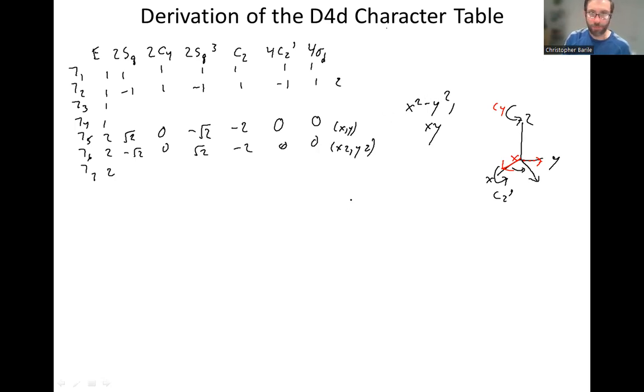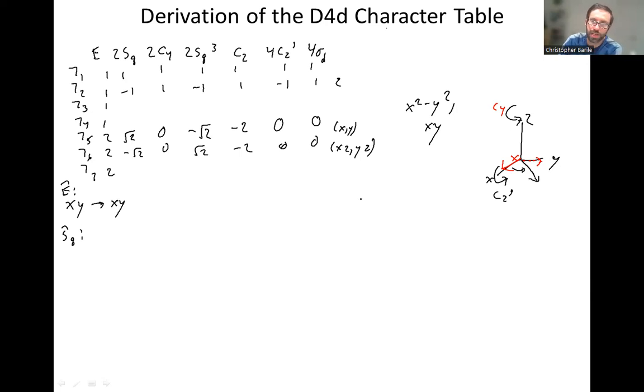So let's do XY. Let's talk about XY now. We're asking the question, how does XY transform under all these operations? Well, for identity, XY transforms as XY. It's obvious. What about S8? Well, we have to now go back and think about what the S8 did. Remember, it was a C8 followed by sigma H, but for both X and Y, it didn't do anything.